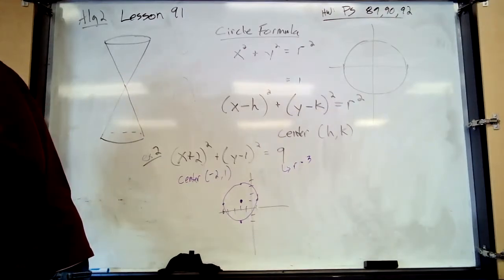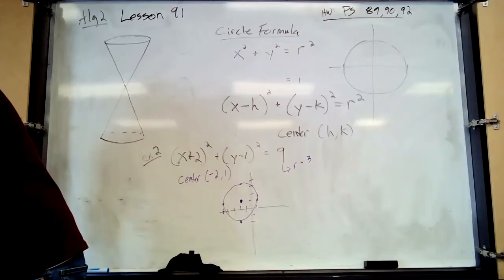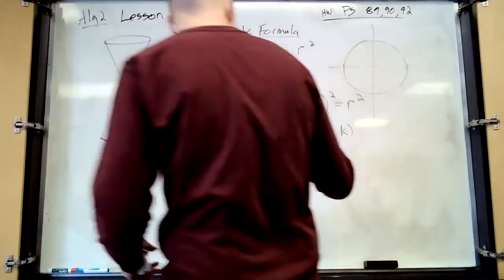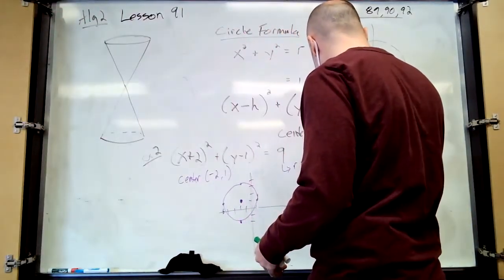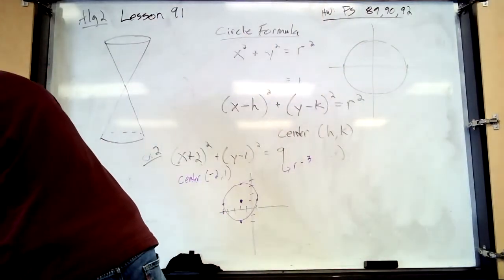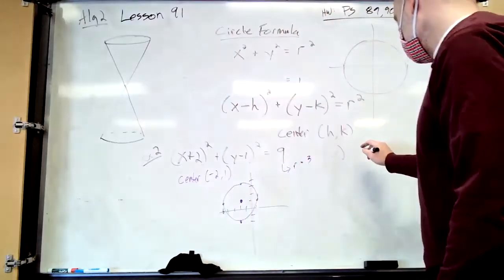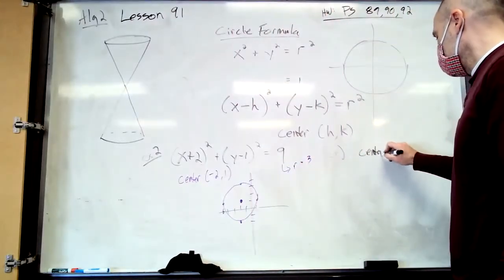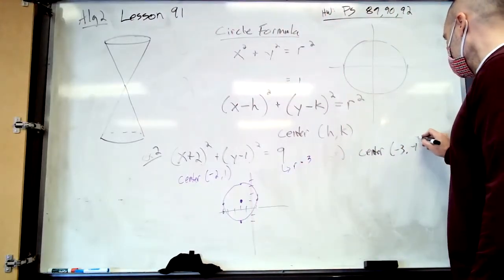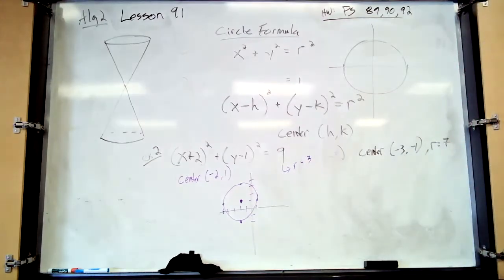Example 3, writing the equation of a circle. So basically you have to get it in this form. Here's example 3. It says, write the equation of a circle with center -3, -1, and radius 7. Oh, easy. Center is -3, -1, radius equals 7. You can do that in your head. What's the equation of this circle?